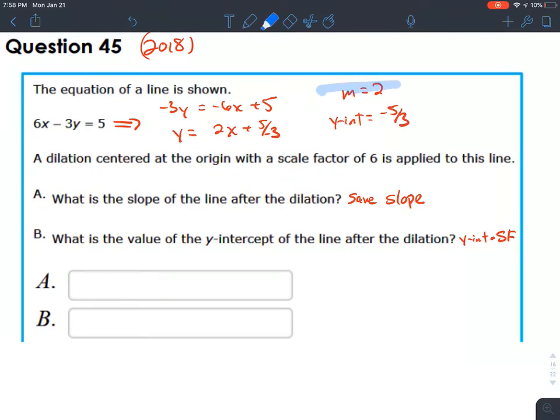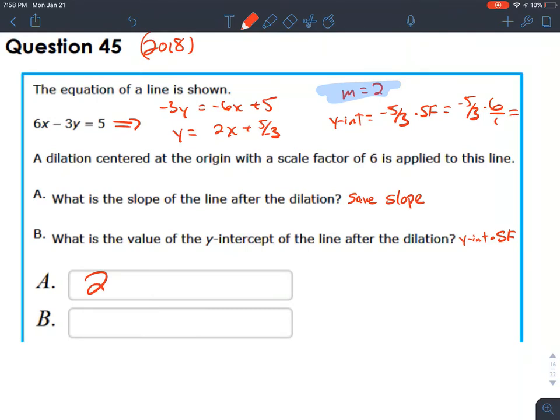If you do a dilation, the slope does not change. So part A, what's the slope? It's just 2. You don't need to put m equals, just put the number 2, put nothing else. What's the value of the y-intercept? Well, we take that and we multiply it by the scale factor. It says the scale factor is 6.